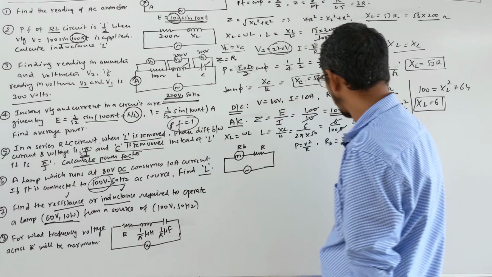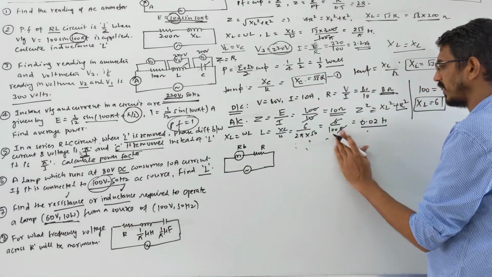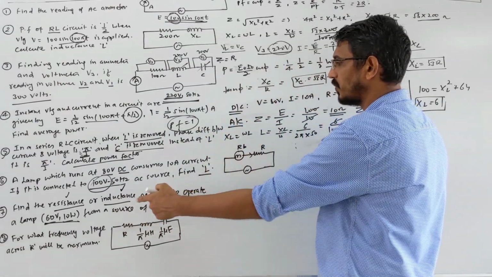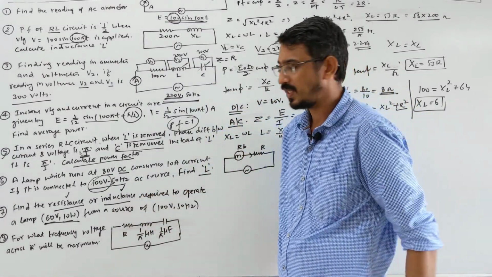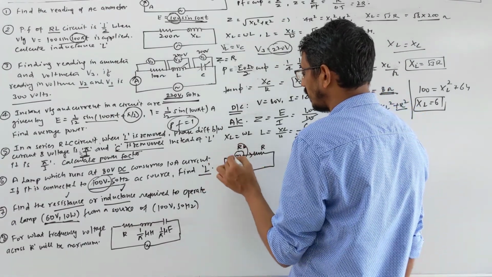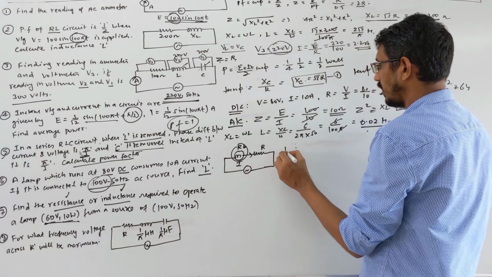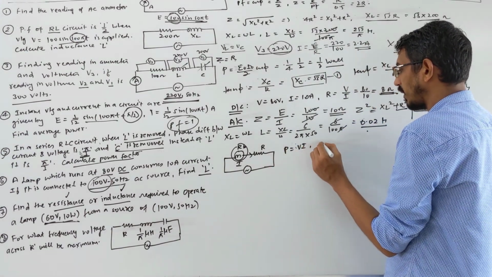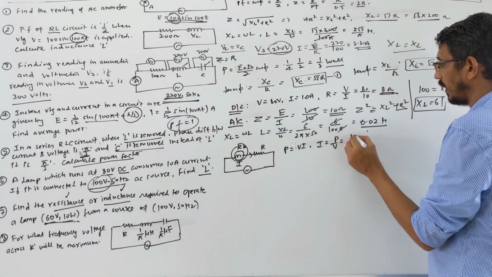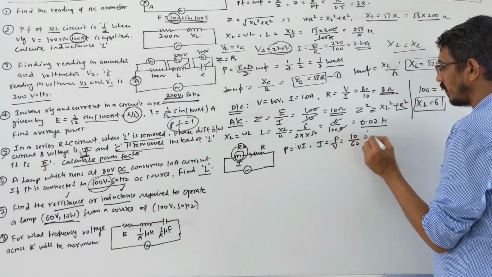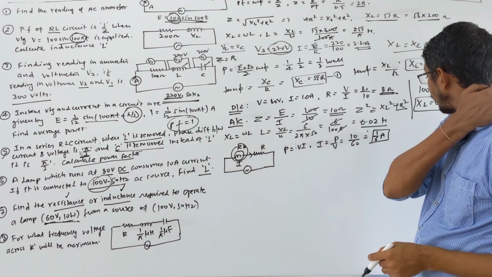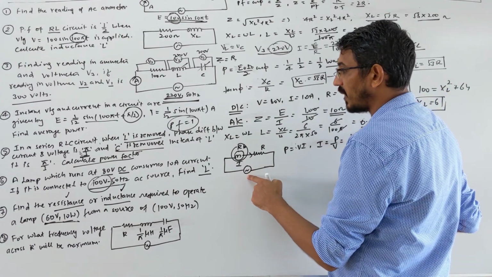Don't do it like this. Don't calculate resistance. What is easy? Because they are in series, and they are asking how much resistance or inductance you have to connect in series, it's better to find the current, because the series current will be the same. Power is V into I, so the current in the bulb will be P by V, which is 10 by 60, so 1 by 6 ampere. That's the current we need.